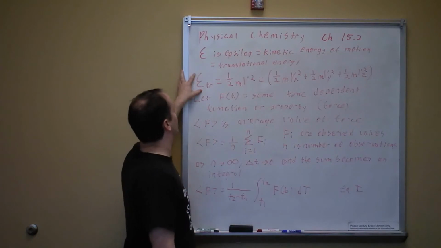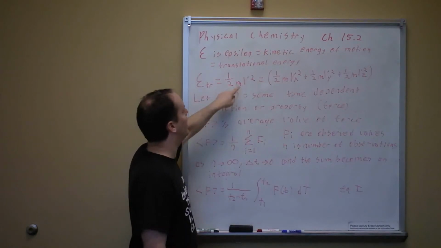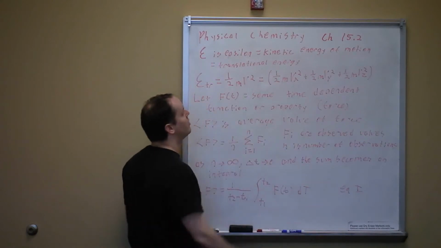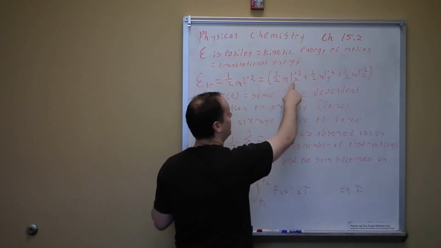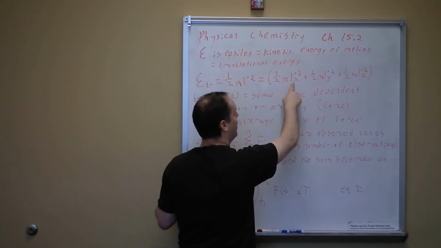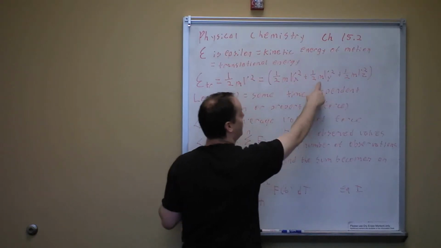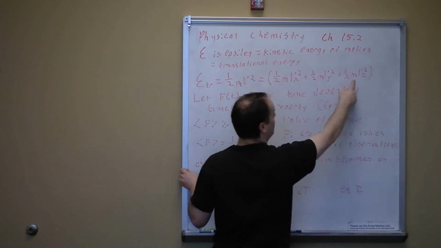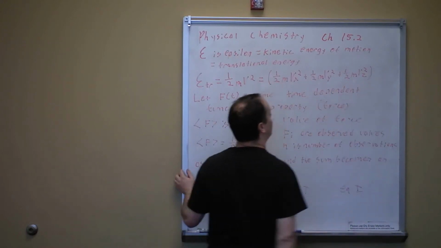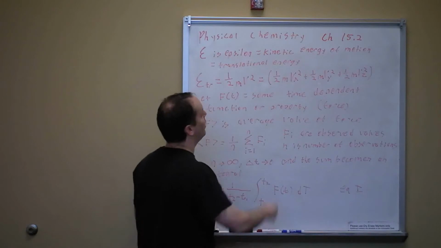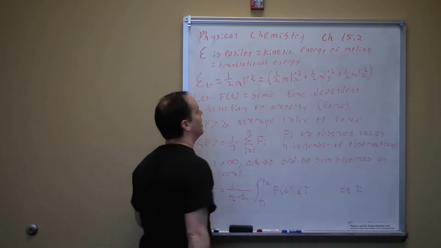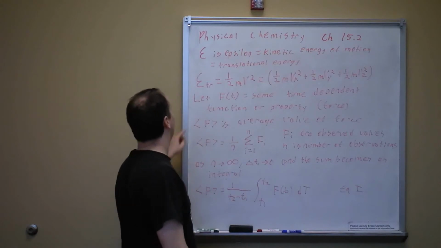Now we know from physics that energy is just 1/2 mv squared. But since we have three components, we're in 3 dimensions, we have 1/2 m times the x component of velocity squared, plus 1/2 times m times the y component of velocity squared, plus 1/2 times mass times the z component of velocity squared. Now remember, x, y, and z components can be positive, negative, or 0, but if you square them, you're going to end up with positive numbers only.